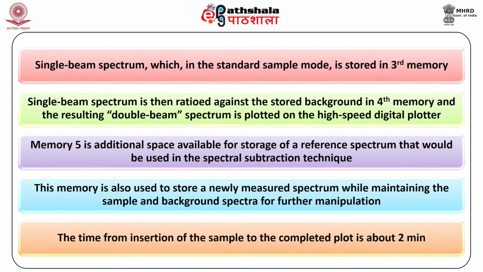This single beam spectrum is then ratioed against the stored background in the fourth memory, and the resulting double beam spectrum is plotted on the high speed digital plotter. Memory 5 is additional space available for storage of a reference spectrum that would be used in the spectral subtraction technique. This memory is also used to store a newly measured spectrum while maintaining the sample and the background spectra for further manipulation. The time from insertion of the sample to the completed plot is about 2 minutes.